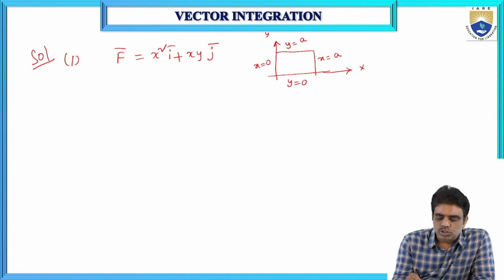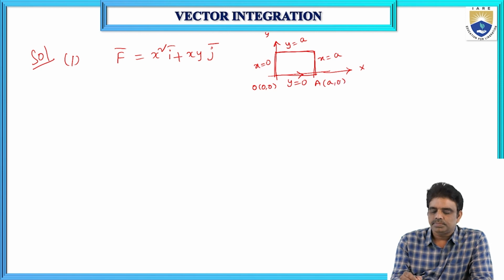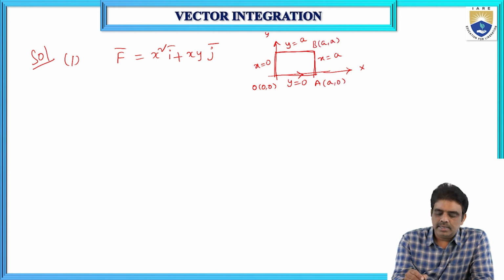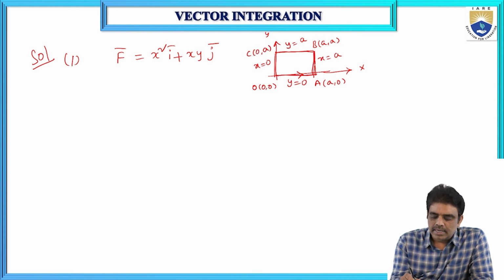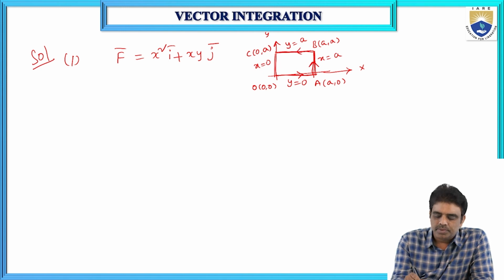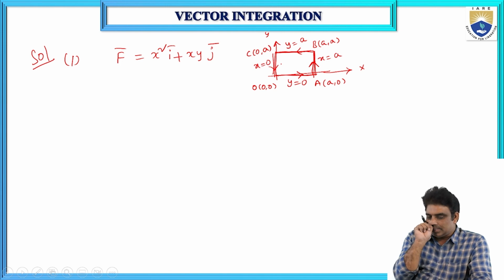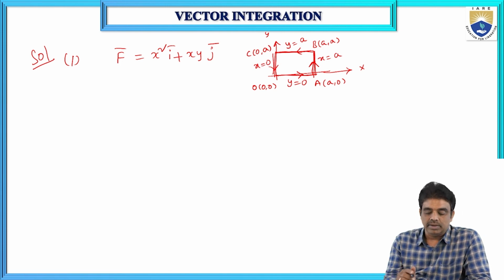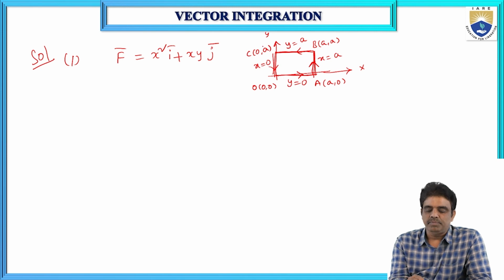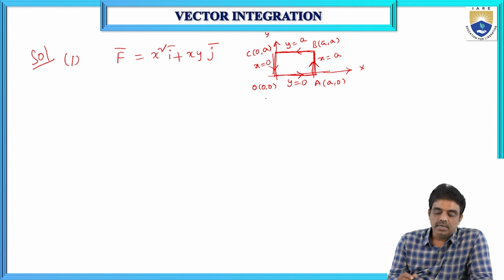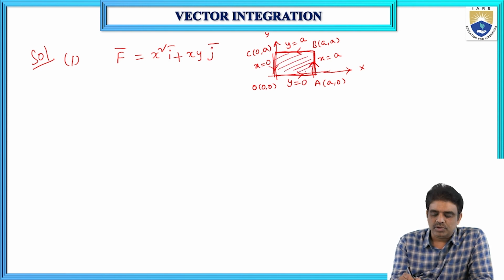So the region is to be considered as the closed curve, that is O (0, 0), A (a, 0), B (a, a), and C (0, a). So we need to consider along OA, along AB, along BC, along CO. So we have to consider all the segments OA, AB, BC, CO to evaluate the line integral. And to find the surface integral, we need to consider this region, capital R. This is called the region R, and this is the closed curve C.